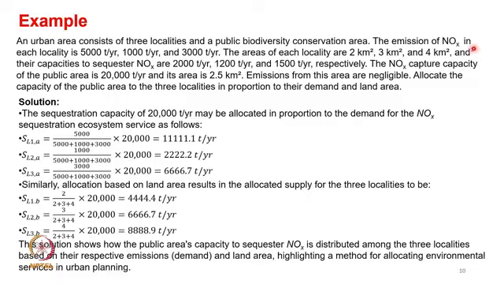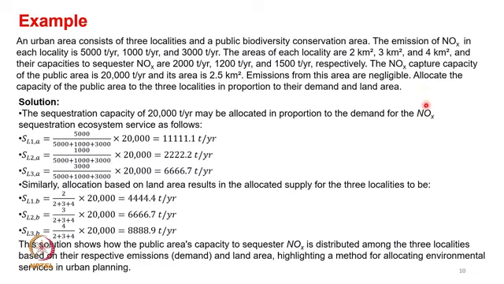So now let us see a small example of how we do such calculations. Look at this particular problem. An urban area consists of three localities and a public biodiversity conservation area. The emission of NOx in each locality is 50,000 tons per year, 5,000 tons per year, 1,000 tons per year, and 3,000 tons per year. The areas of each locality are 2 square kilometers, 3 square kilometers, 4 square kilometers, and their capacities to sequester NOx are 2,000 tons per year, 1,200 tons per year, and 1,500 tons per year, respectively. Then the NOx capture capacity of the public area is 20,000 tons per year, and its area is 2.5 square kilometers. The emissions from this area are negligible, so allocate the capacity of the public area to the three localities in proportion to the demand in the local area.